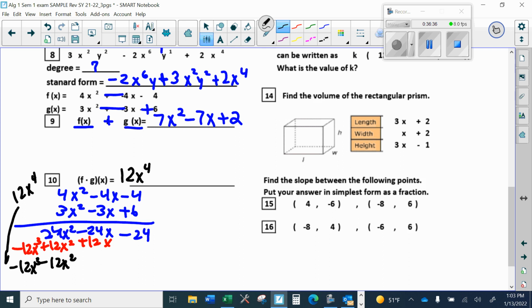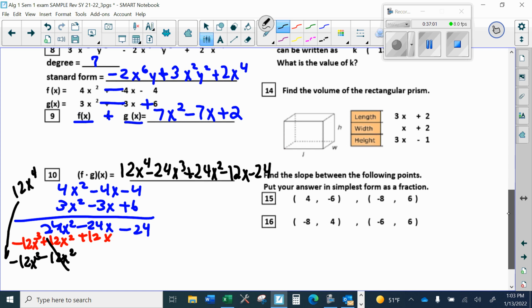Now I'm just adding straight down. Negative 12 and negative 12 is minus 24x cubed. And then this 12 minus 12 cancels out. So I'm left with 24x squared. And then I'm left with 12 minus 24 is negative 12x. All this is just integers. Multiplying and adding your integers. Okay. So there's that answer.